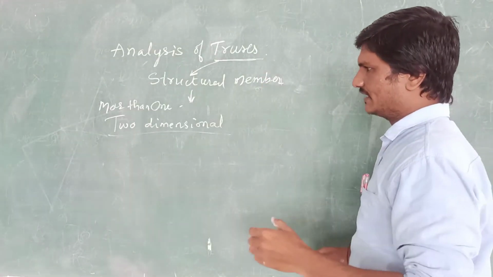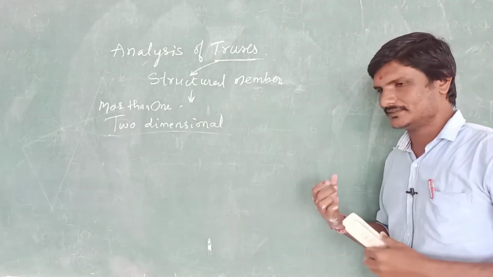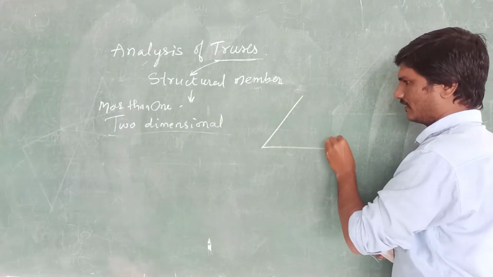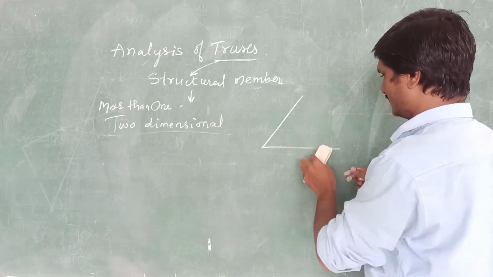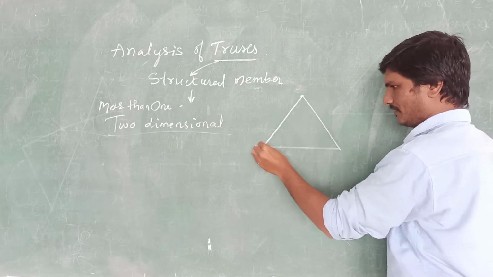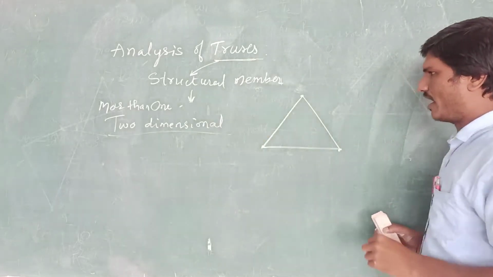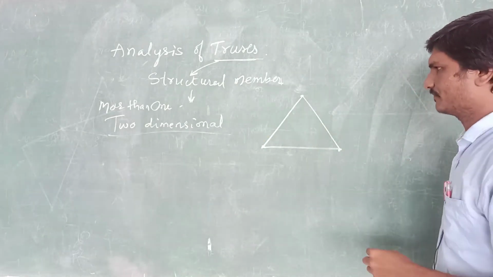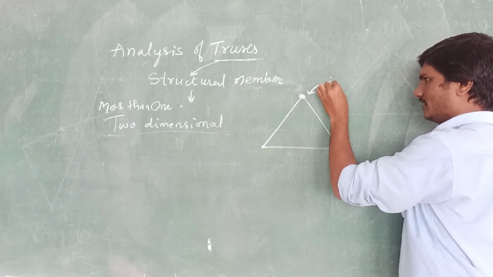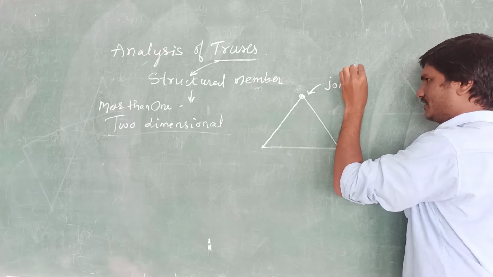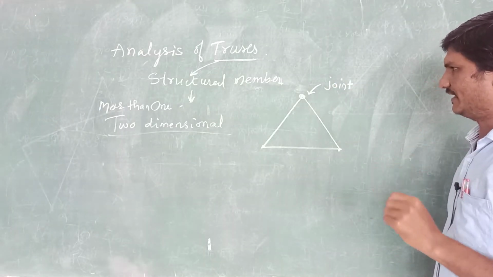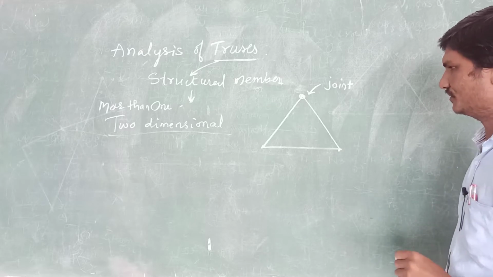Suppose these are the truss. All these members are joined at a point or at their ends, so that we call joints. These joints, either it may be pin, riveted or welded, as I mentioned.